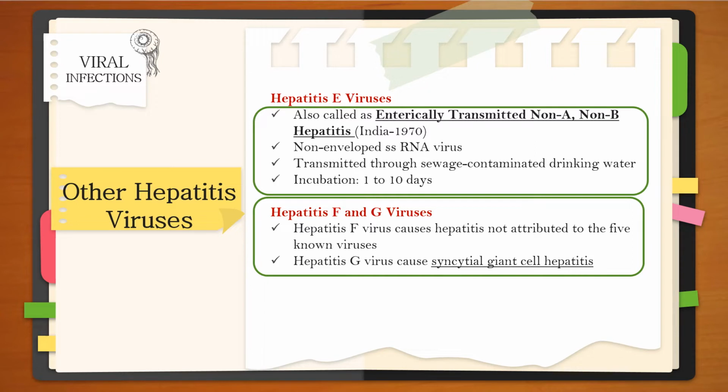And lastly, we have hepatitis F and G viruses. Hepatitis F virus, class, causes hepatitis which is not attributed to the five known viruses, while hepatitis G virus is the etiologic agent of the syncytial giant cell hepatitis, which is most often seen in pediatric patients with an extremely rare occurrence of infection in adult populations.